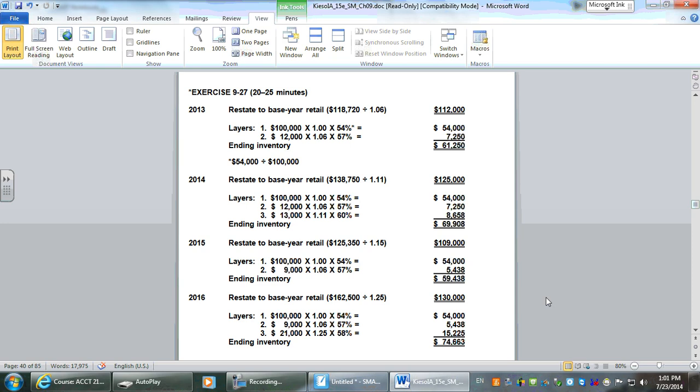In the base year, what's my base year inventory at the beginning? Let's just say we started with $100,000 at retail that cost $54,000. Everybody agree? The base year 2012, right? Retail was 100,000. Is that right?